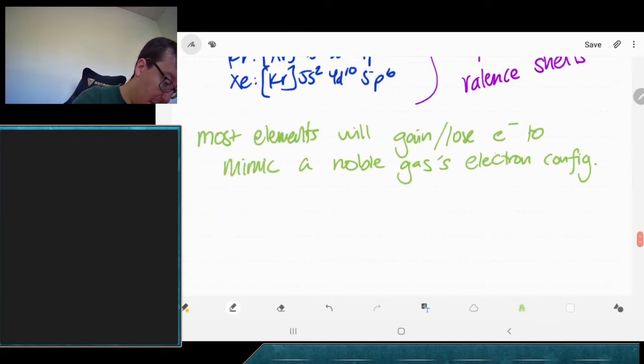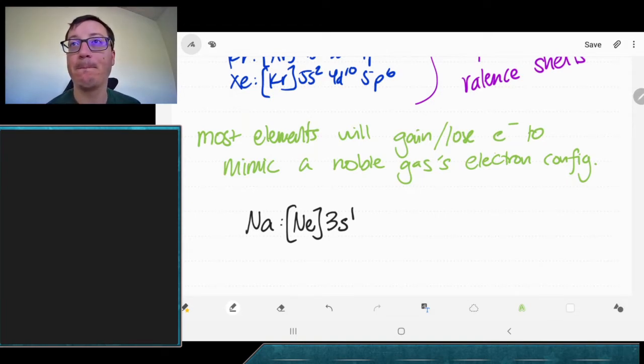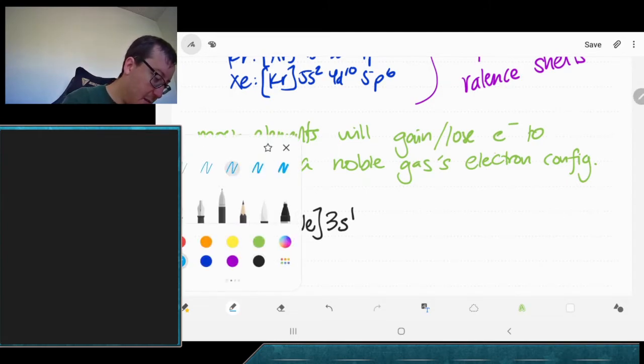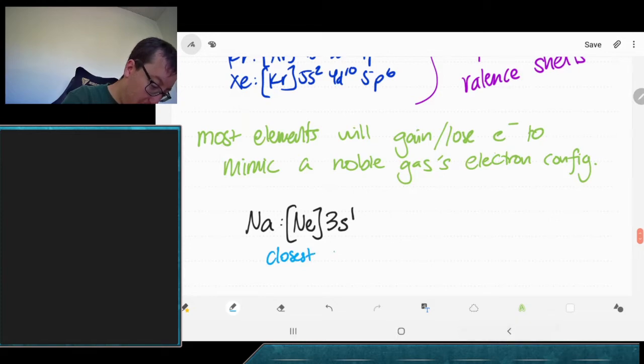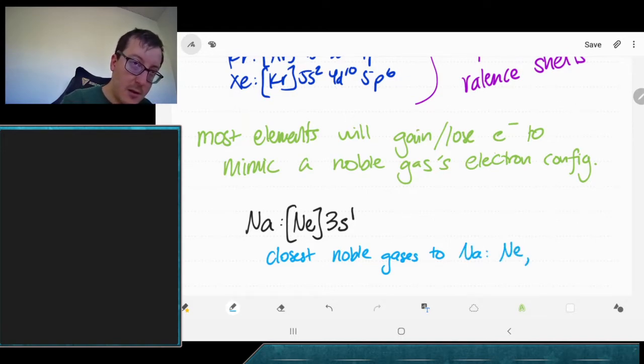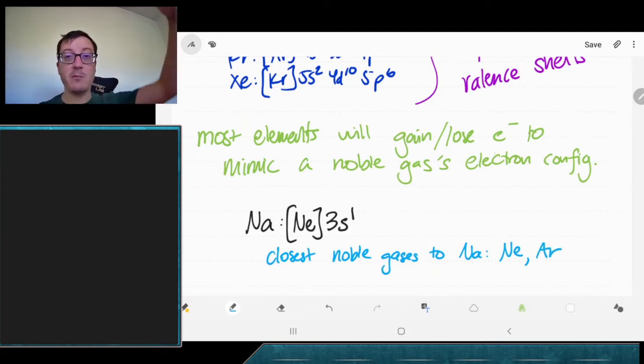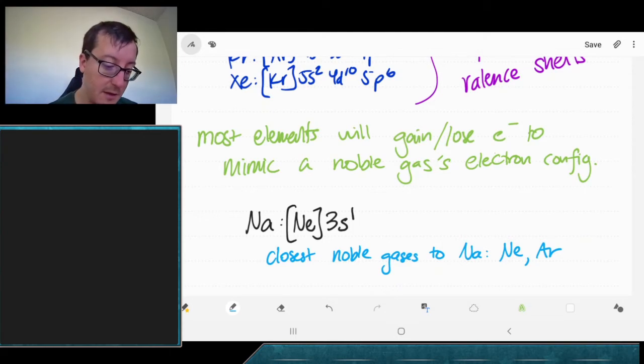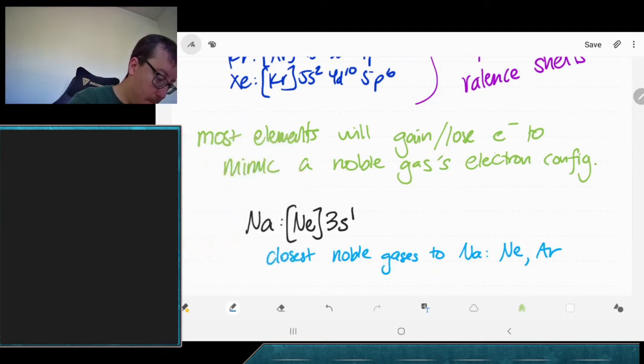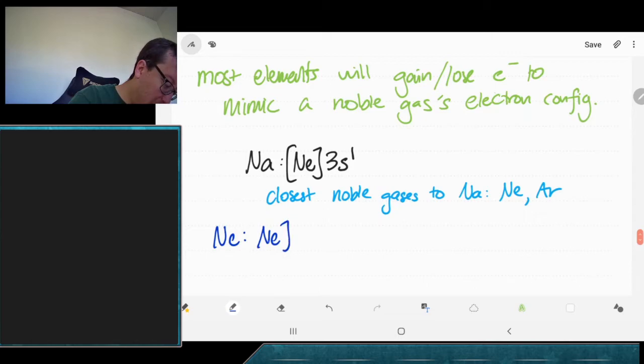So let's say sodium: its electron configuration is neon 3s1. The closest noble gases to sodium are neon and argon, right? Neon will be the one before it, argon will be the one after it, so those are the two closest ones. And so sodium is going to try and become one of them. I'm just going to cheat here a little bit. I'll say neon's electron configuration is just neon, and argon's electron configuration is neon 3s2 3p6.